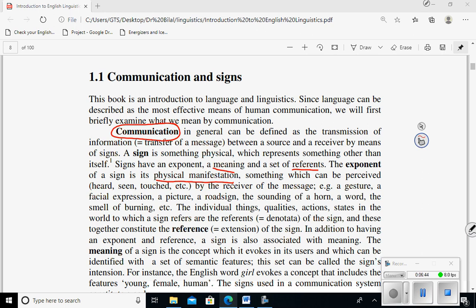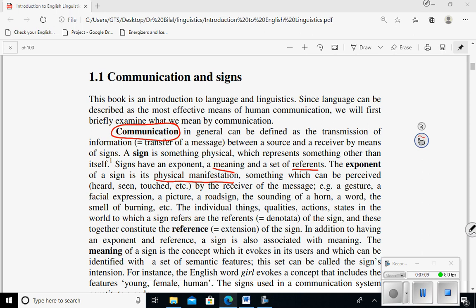This physical manifestation means that it should be sensed. And as humans, as we said, humans can feel things, can hear them, can see them, can touch them, etc. Now, the individual things, qualities, actions, states in the world to which a sign refers are the reference.